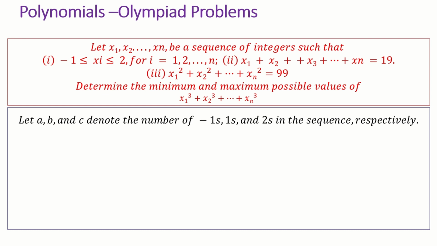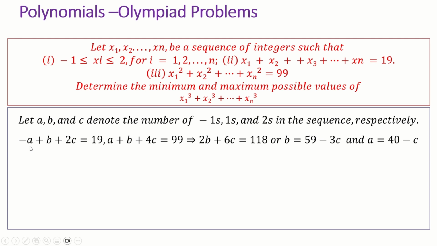Multiple number of these three values will be there. Correct. So let a, b, c denote the number of minus 1s, 1s and 2s in the sequence. So many are there. The sum of so many things is equal to 19. That is the second condition. Correct.